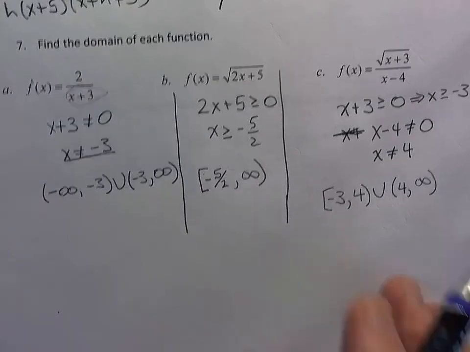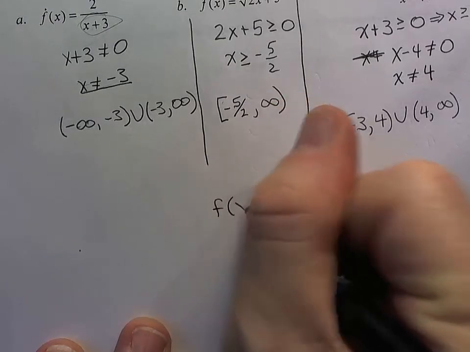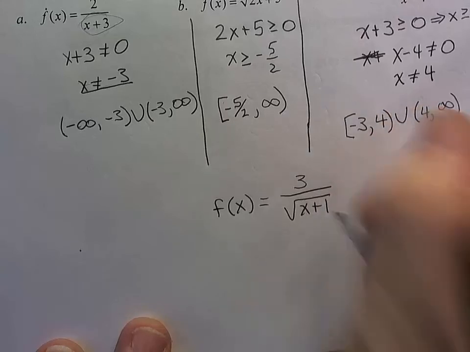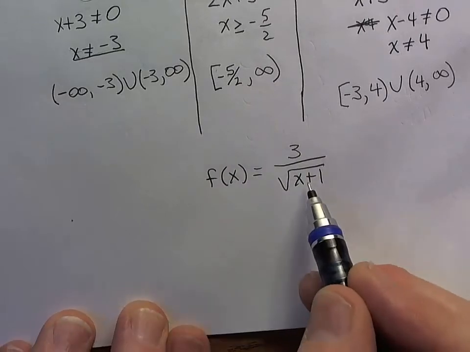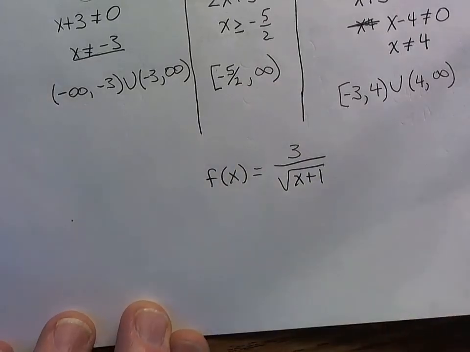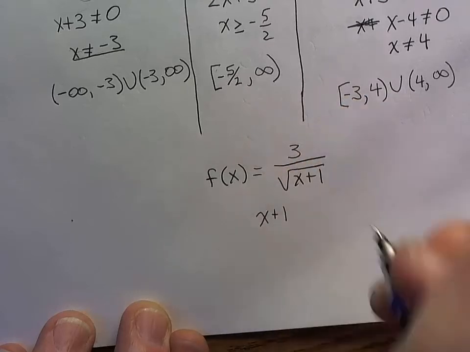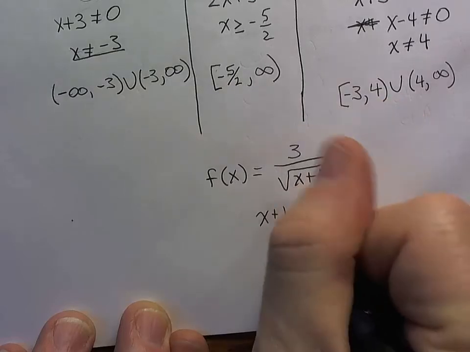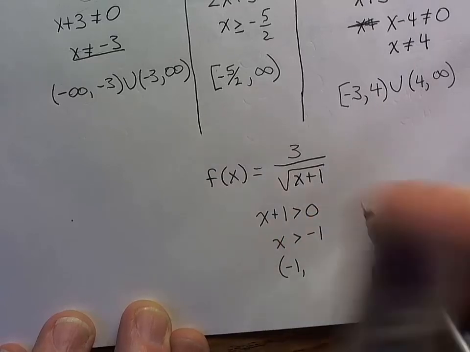Now, there are other types of domain problems that we've encountered at this point. For example, you could have a problem like this, 3 over the square root of x plus 1. Now this is kind of a combination where you've got a variable in the denominator and an even index radical. Normally with the radical I would say x plus 1 greater than or equal to 0. But I can't have it equal 0, so I just have it strictly greater than 0. So x has to be greater than negative 1. So you would have negative 1 to infinity.